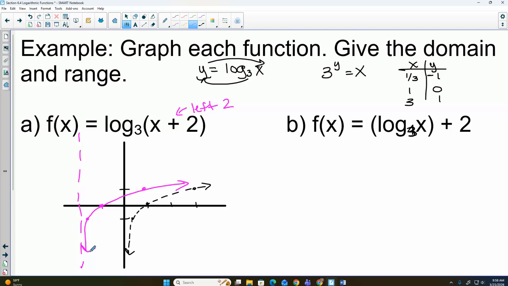Domain and range. What is the domain of this? The parent function was, and we don't hit the -2, so it gets a parenthesis. What's the range?